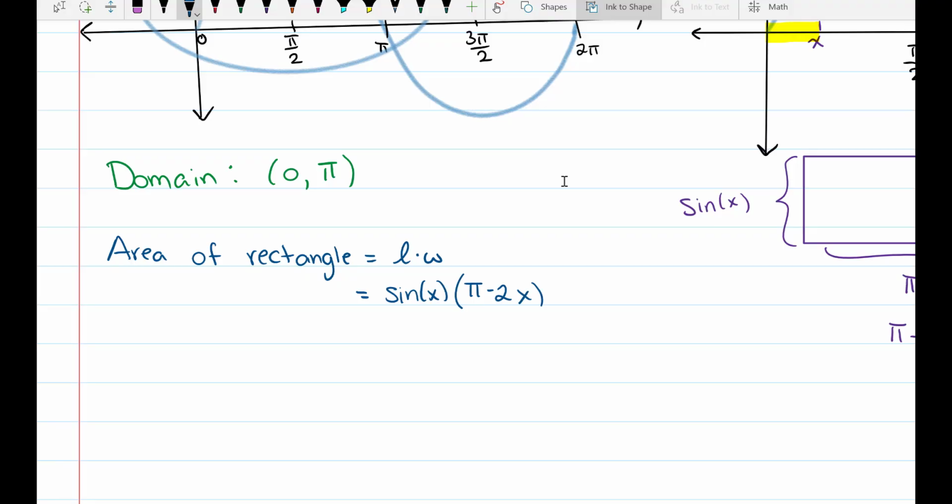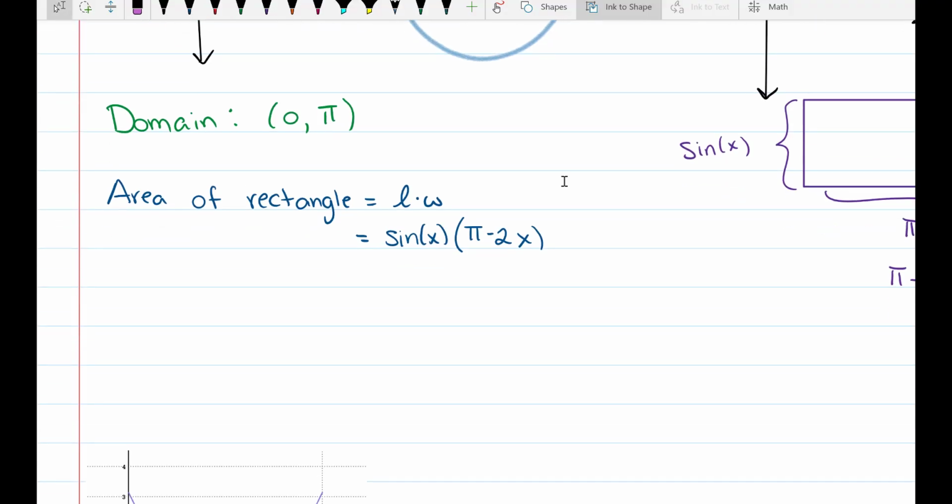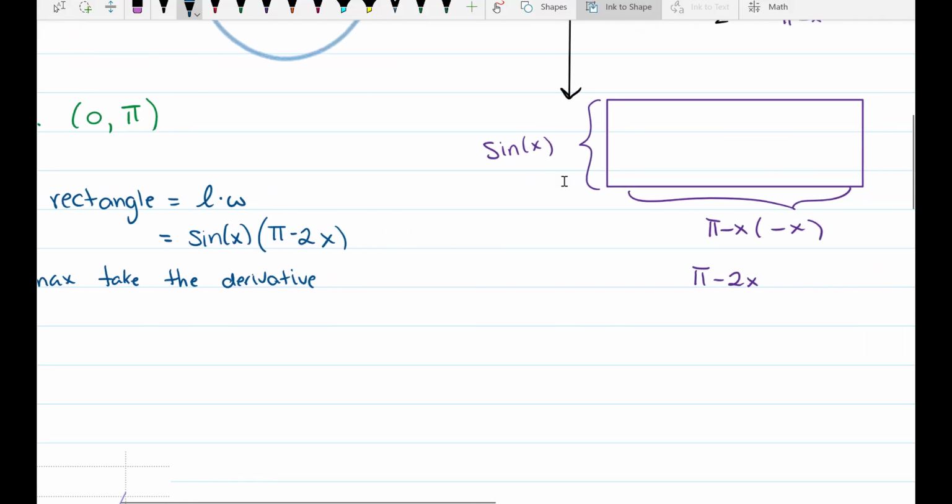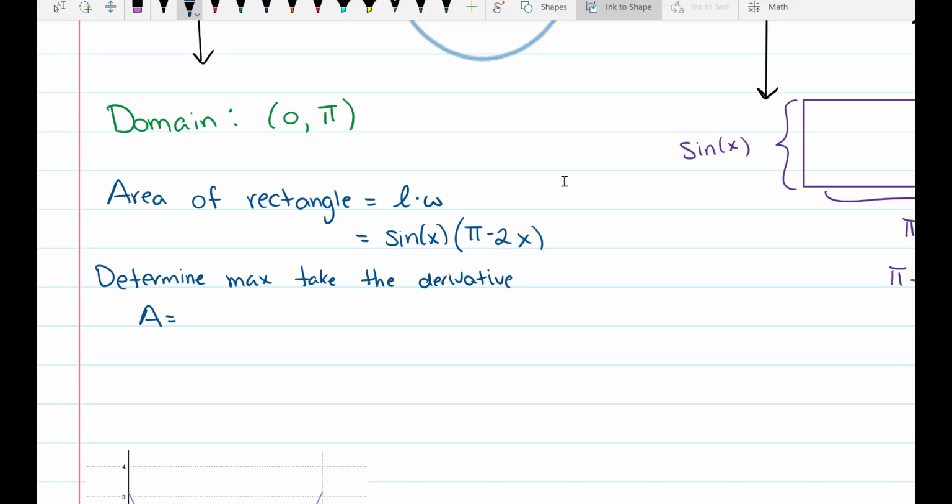So what we want to do here then is determine the maximum. So we take the derivative. To determine a max, you take the derivative. So we get that the area is equal to sine of x times pi minus 2x. And there's two ways to do this. You can distribute or just use the product rule. I'm going to go ahead and just use the product rule.